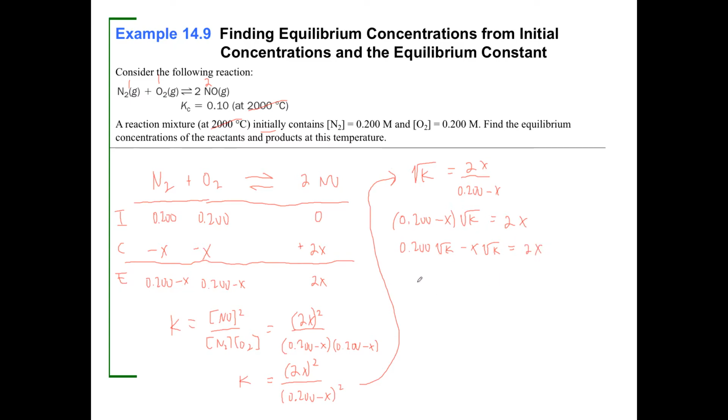And get all my x's on the same side. 0.200 root K is equal to 2x plus x root K. I'm going to pull out the x. X times 2 plus root K. So it looks like x then is going to be 0.200 root K over 2 plus root K. I'm going to put all my numbers in now. What is K? 0.1?